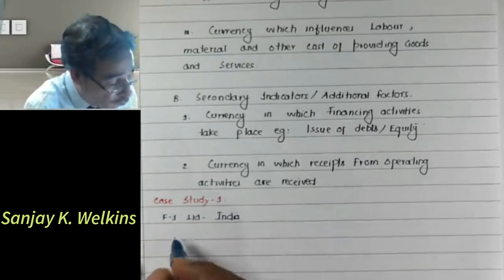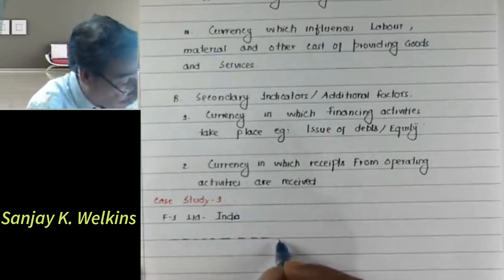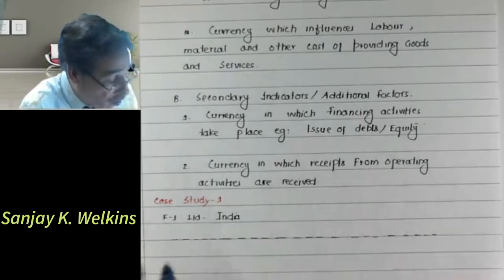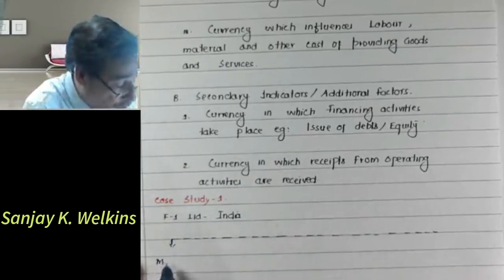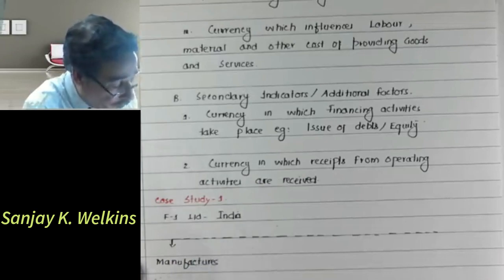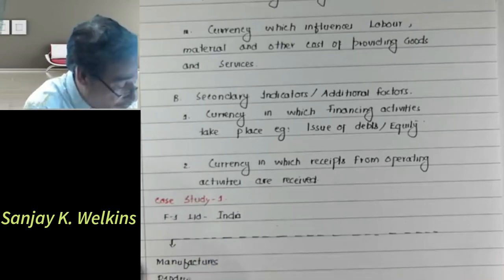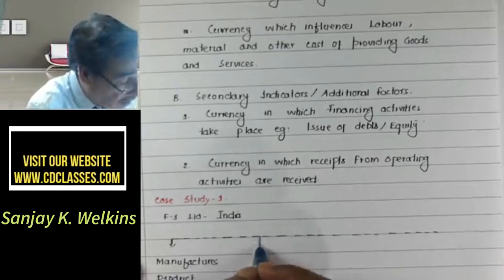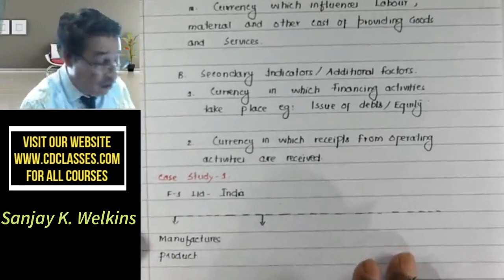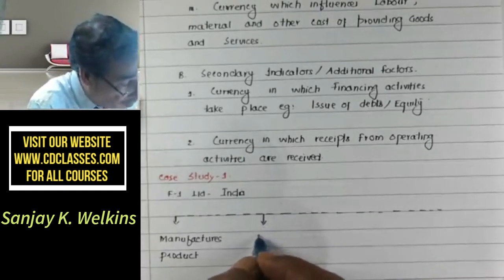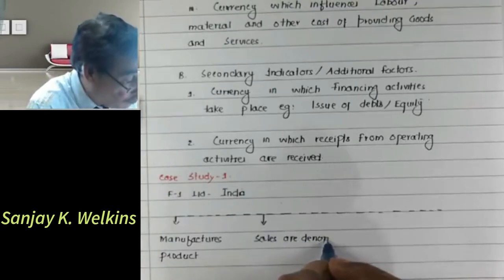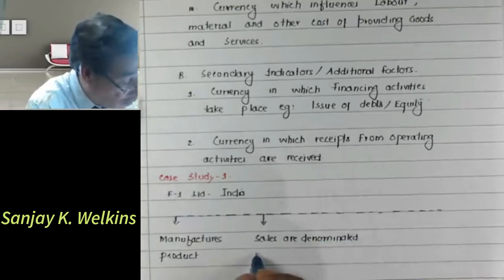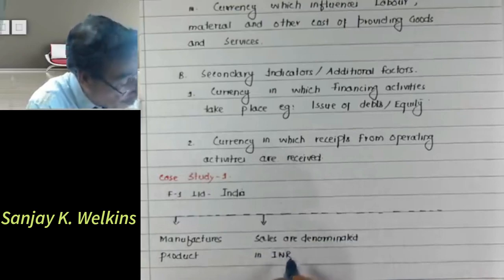As usual, what I do then, I draw a line. Now, this entity, F1 Limited, manufactures some product, let us say. We further presume that its sales are denominated, in spite of the fact that it is operating in India, in Indian rupees, INR.